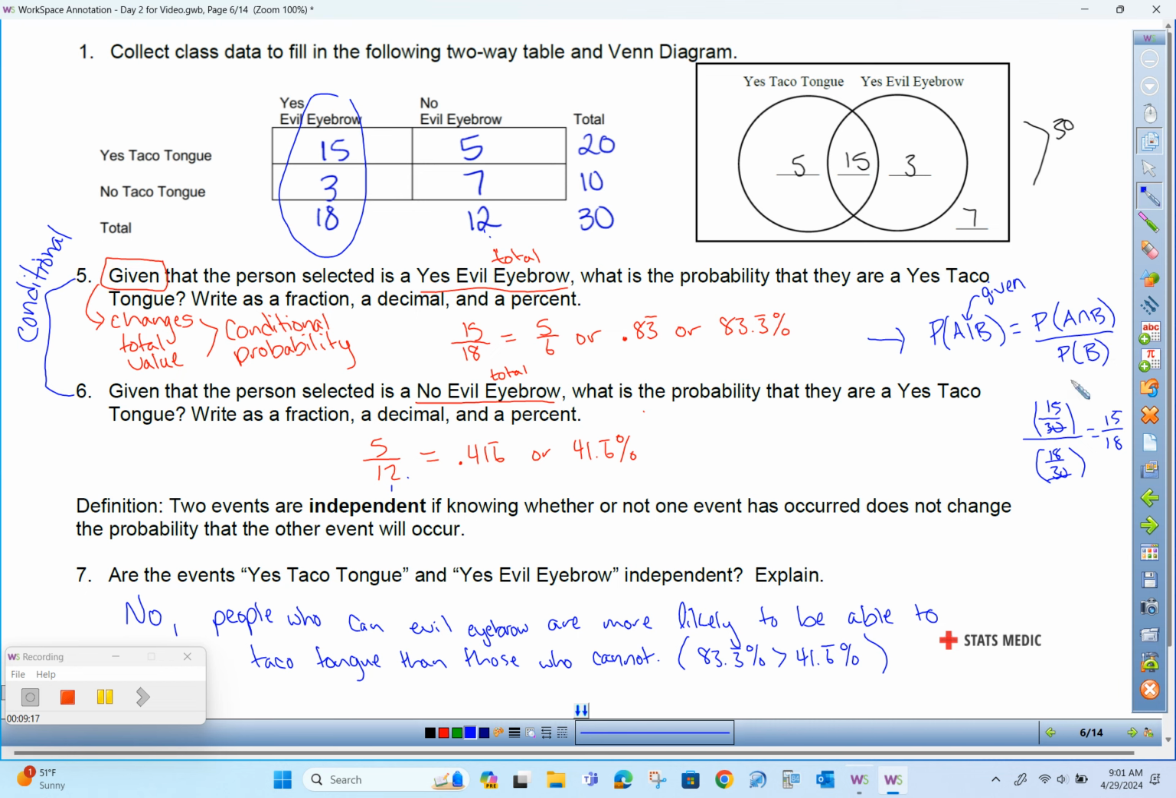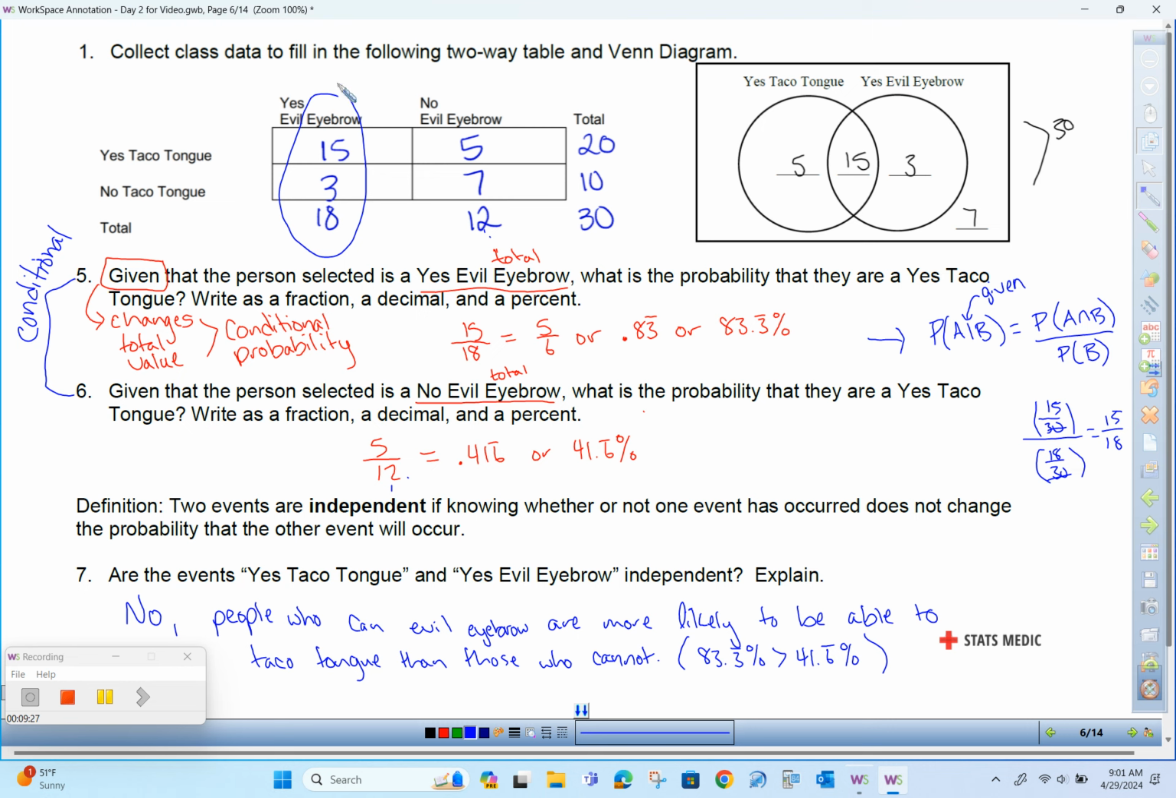I'm going to start with the bottom when we explain this. So the first thing we decided here was evil eyebrow, the total. So the probability of yes, evil eyebrow, from what we did with marginal probabilities, was 18 out of 30. So there's my denominator.